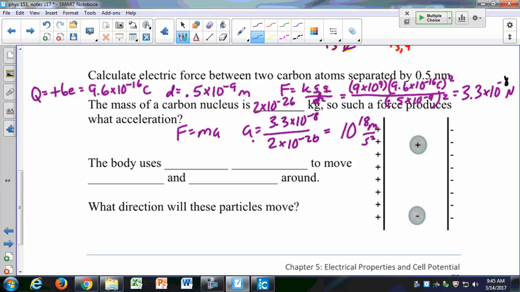So we have these forces that act between particles, and they can produce an immense acceleration that can cause charges to move through the body with great force, or with small forces but with great acceleration. It can be very efficient in moving our charges around. The body uses electric forces to move cations and anions around.